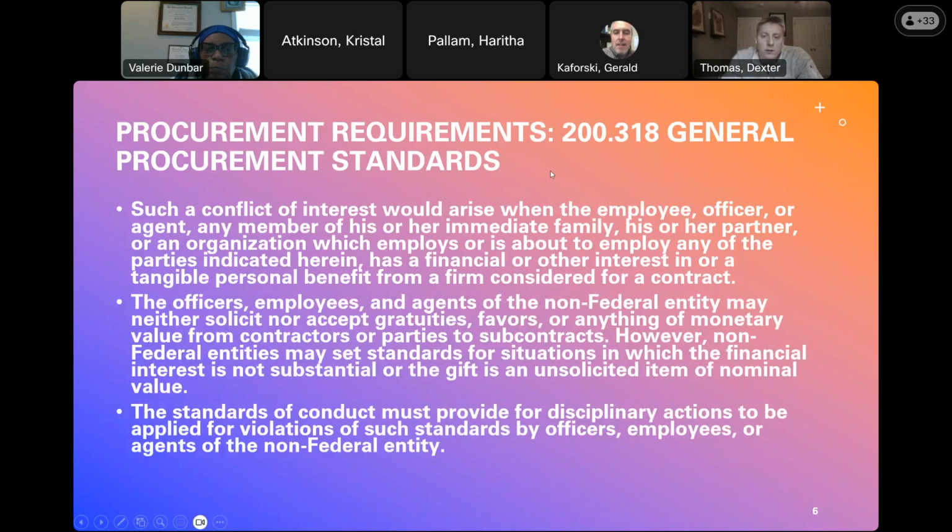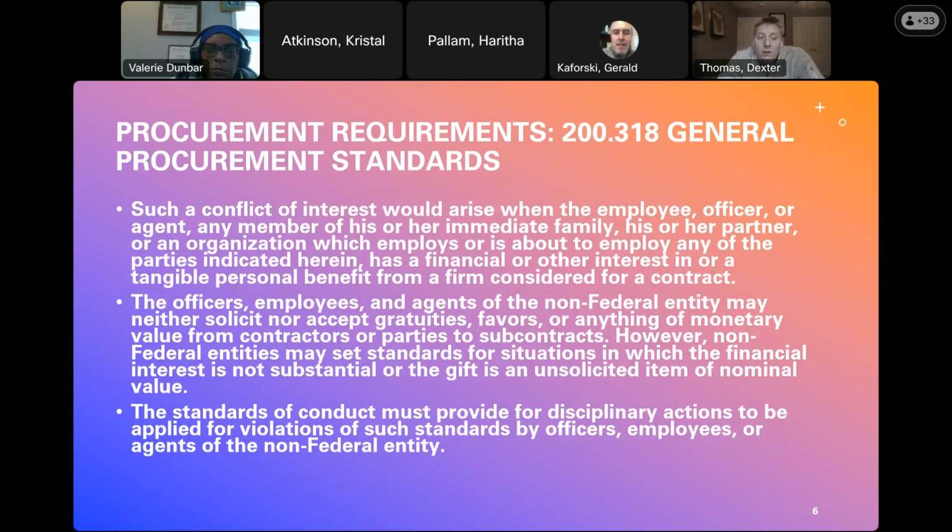Such a conflict of interest would arise when the employee, officer, or agent, any member of his or her immediate family, his or her partner, or an organization which employs or is about to employ any of the parties indicated herein has a financial or other interest in or a tangible personal benefit from a firm considered for a contract. The officers, employees, and agents of the non-federal entity may neither solicit nor accept gratuities, favors, or anything of monetary value from contractors or parties to subcontracts.